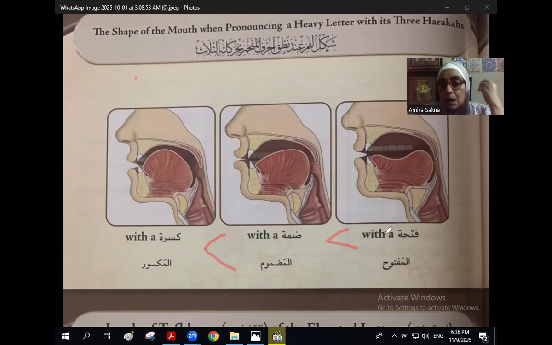When I pronounce qa, not like qu, not like qi, there is a difference in the levels of tafkhim. There are differences in the levels of heaviness or tafkhim, with fatha more than with dhamma, and with dhamma more than with kasra. And this is the first school of thought regarding the different levels of tafkhim.